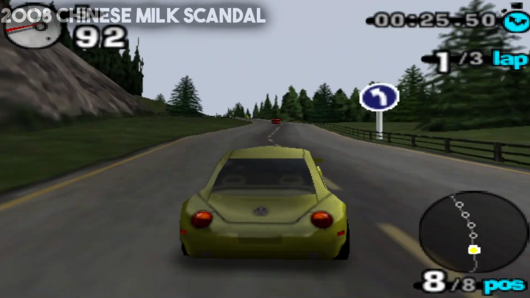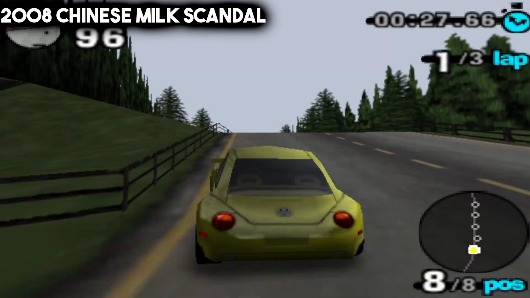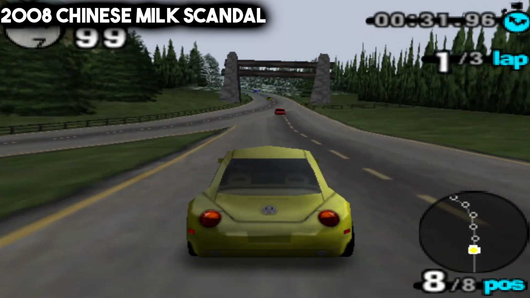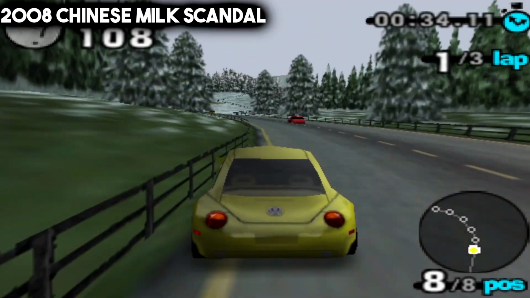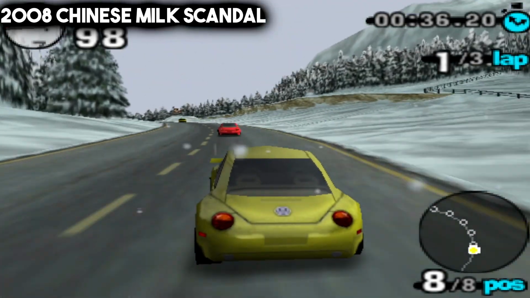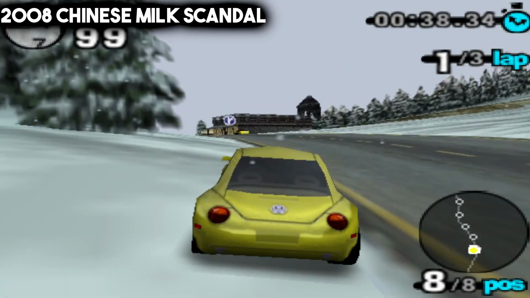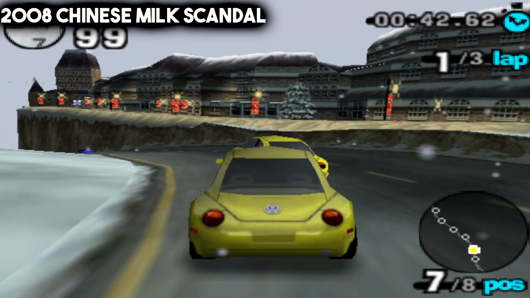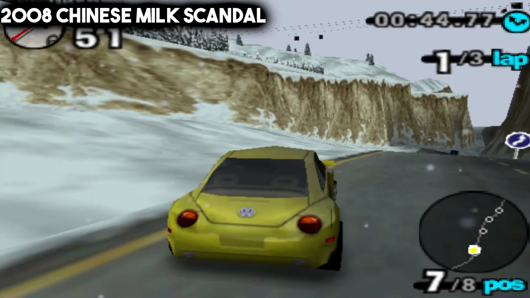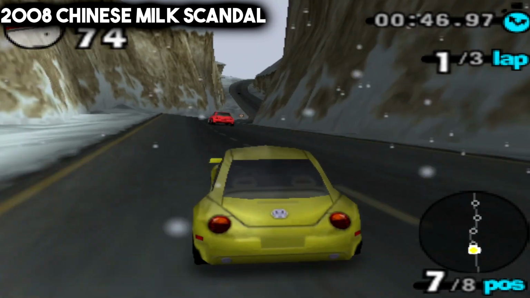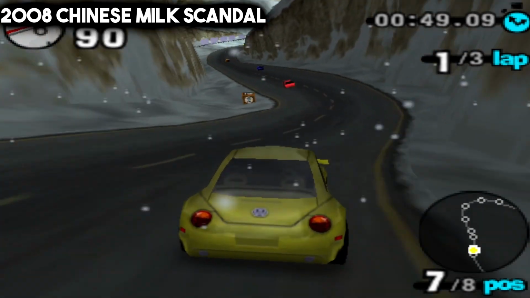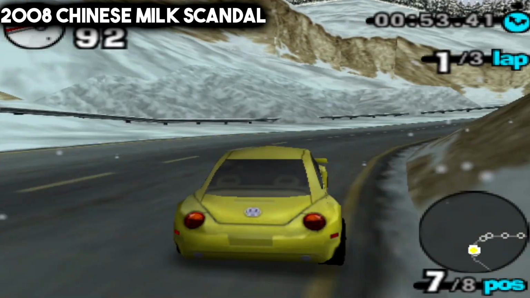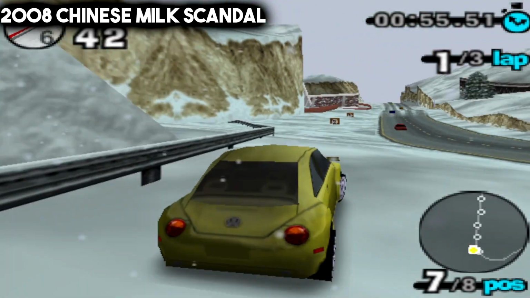In 2008, one of the biggest food safety scandals in history happened in China when it was discovered that milk and baby formula had been contaminated with melamine, a toxic chemical used to make plastics. The purpose of adding melamine was to artificially inflate the protein content in milk during testing, which allowed it to pass quality control checks. Over 300,000 babies were affected because of this, with at least 6 confirmed deaths and thousands hospitalized due to kidney damage and other complications.